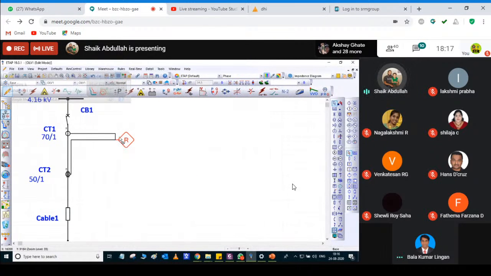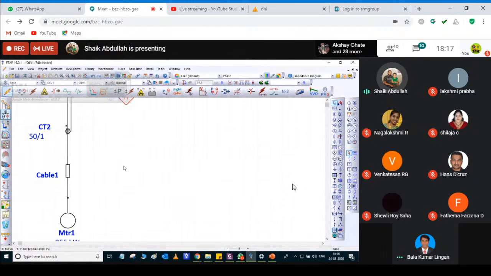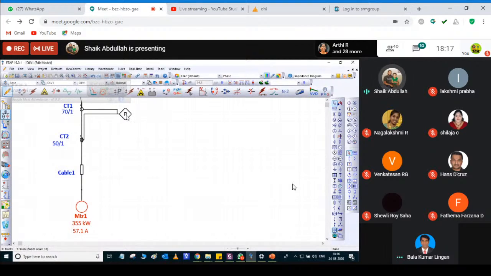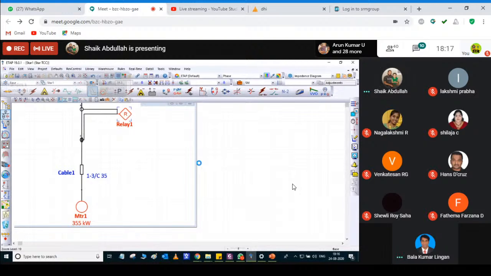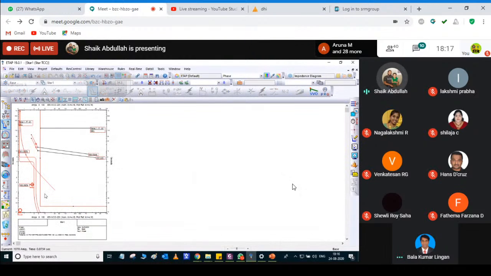So my relay setting is already over. Now I have to check that my curves are properly fitted in between my startup curve as well as the thermal distance curve of the motor.